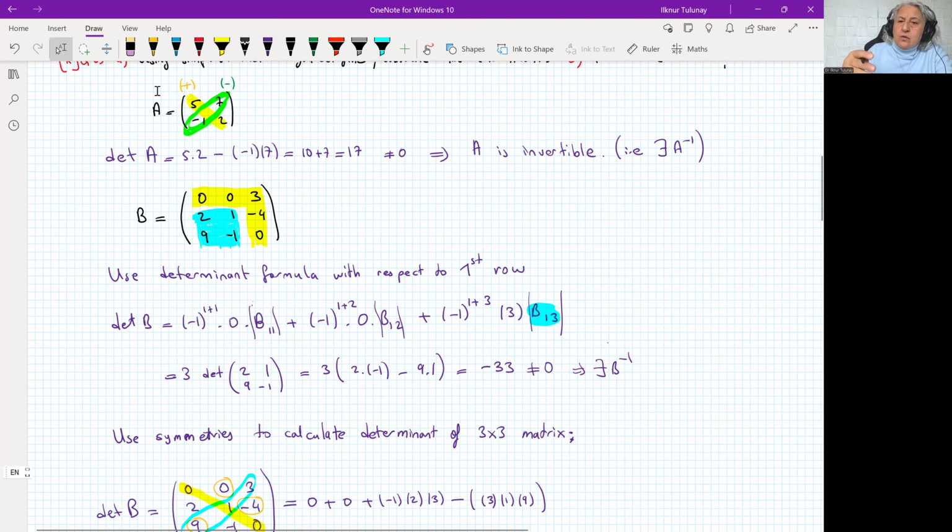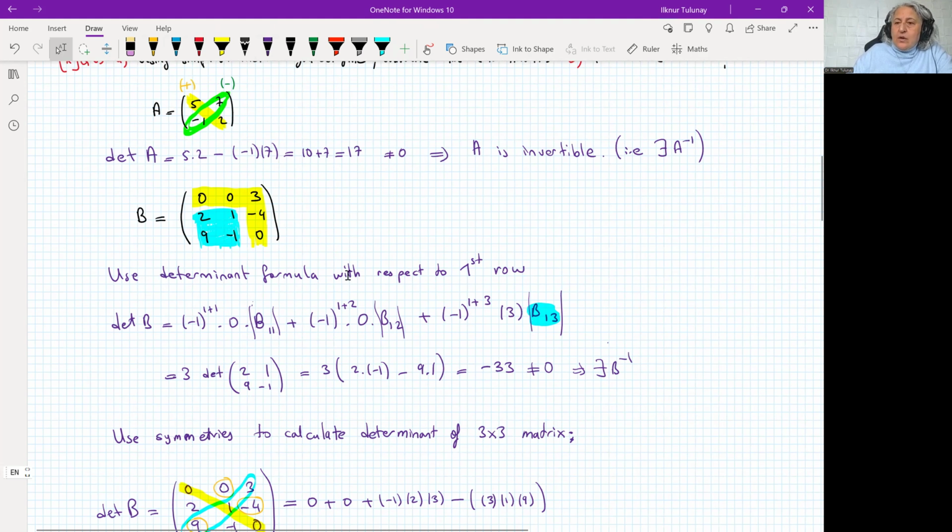which is, again, recursively, we go down one level. So this was the 3 by 3, but this is 2 by 2. We know how to calculate the determinant of a 2 by 2 by multiplying the main diagonal minus the other. So that will be 2 times minus 1 minus the opposite diagonal, which is minus 9 times 1. So that's minus 2 and minus 9. That will be minus 11. Then 3 times that will be minus 33, and that is not equal to 0. It means that there exists an inverse. B is invertible in this case.